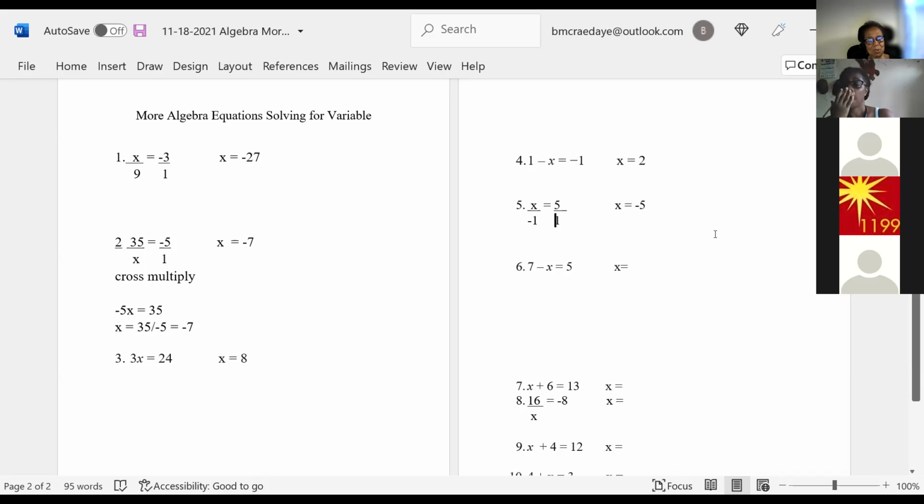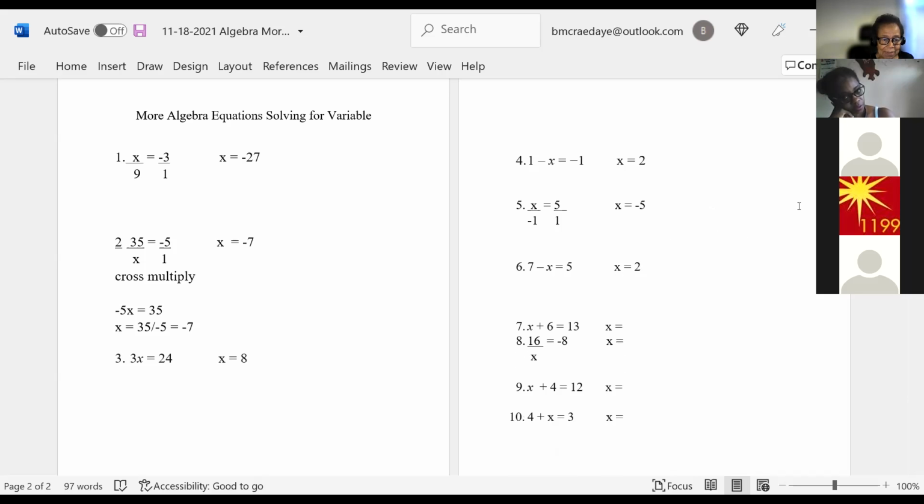And number 6, what number subtracted from 7 gives 5? 2. Plus 2. So x is positive 2. That's it. x is 2. Very good. Okay, that was 4, 5, 6. Now let's do 7, 8, 9, and 10. I'll give you a few minutes to do those. Solve for x.